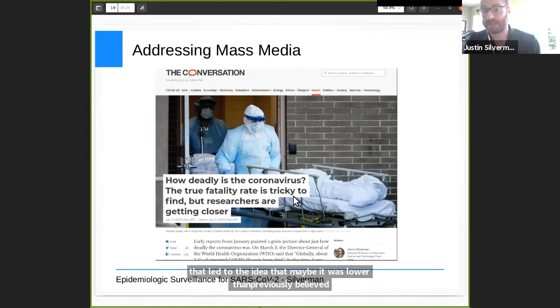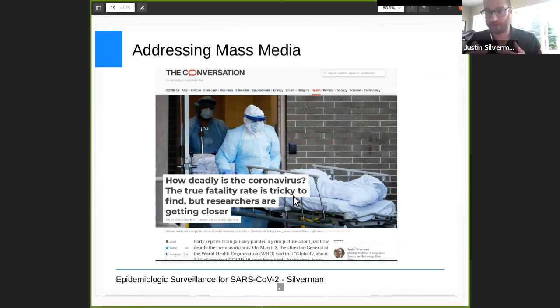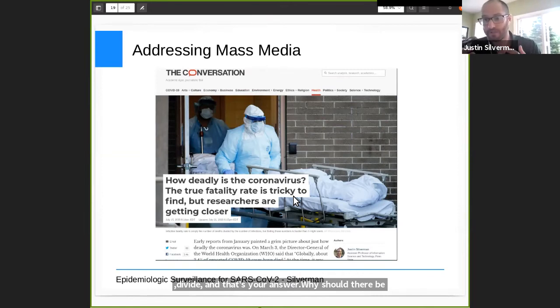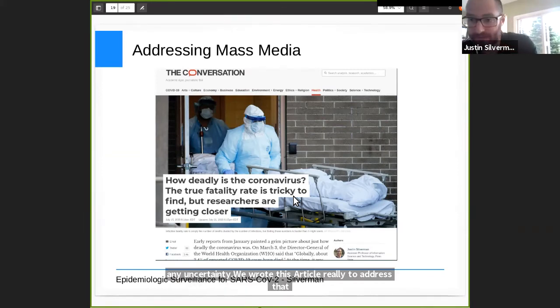Many people took this as evidence that they were being lied to. There's this uncertainty: why can't you just count the number of people who are infected, count the number of people who died, divide, and there you go, that's your answer? Why should there be any uncertainty? And so we wrote this article really to address that concern. Why is it so hard to figure out the infection fatality rate?